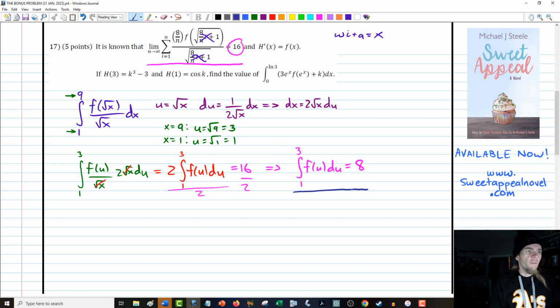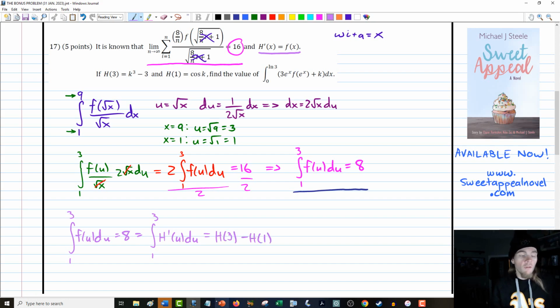So here's what we got. We have this information. So now it's like, well, what else do we have? What else is there to do? Well, the next thing it says is that h prime of x is equal to f of x. So in other words, I'm going to take this relationship we just arrived at and try to rewrite that. We know the integral from 1 to 3 of f of u du is equal to 8. But f of u is just h prime, so that means the integral from 1 to 3 of h prime of u du also equals 8. But here's the thing. The integral from 1 to 3 of h prime of u du is equal to h of 3 minus h of 1.